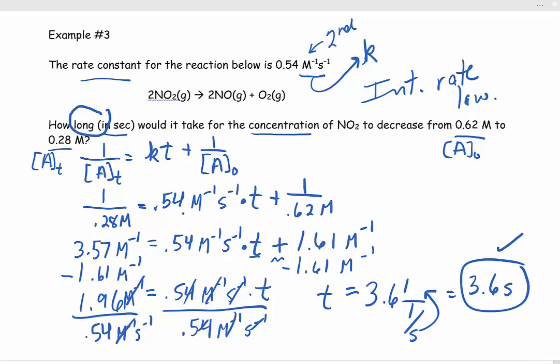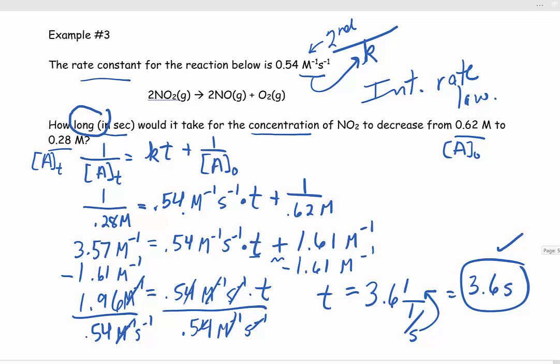Okay, so the main reason I showed you this problem was to remind you of some of the math, and then also to remind you that you have to identify which of the integrated rate laws you're using for a problem. So this one happened to be second order. So if you did this with natural logs and used the other equation, you'd get a completely different answer, and it would not be correct. Okay, so just really important.